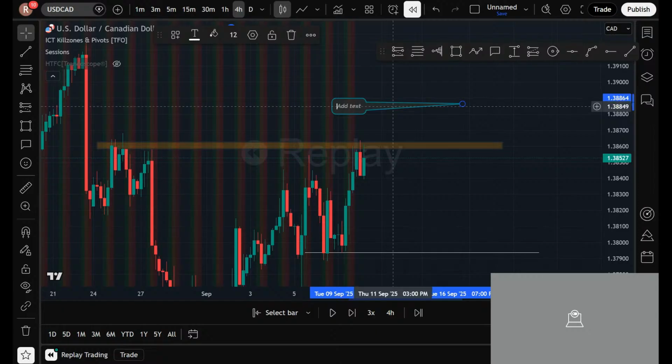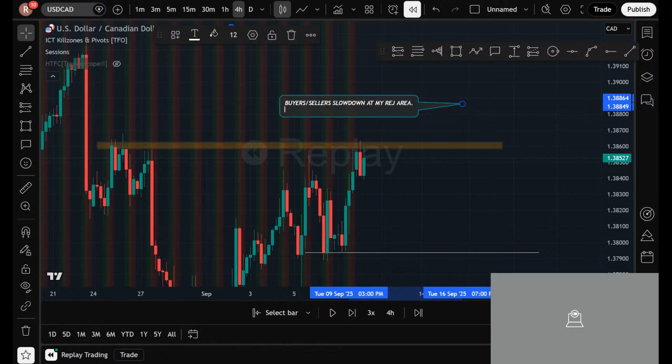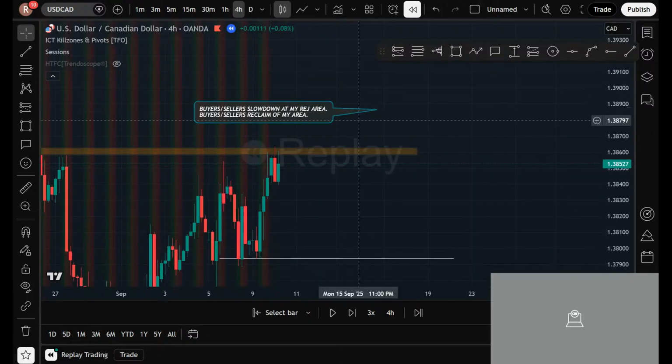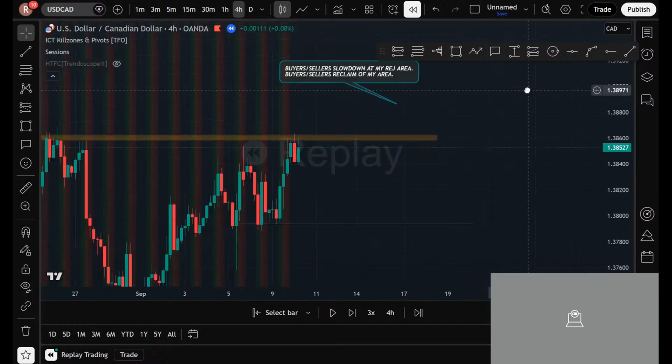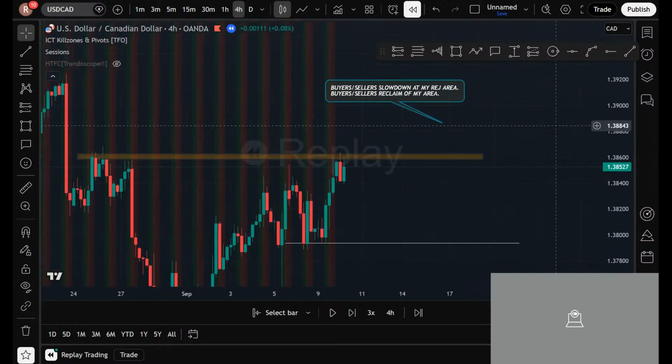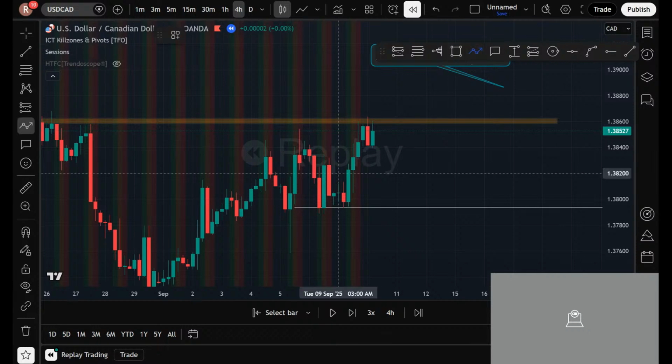So the first setup is buyers or sellers slow down at my rejection area. The second one is buyers or sellers reclaim the zone of my area. So first we identify the direction. Second we identify our setup, the zone setup, and entry and exit. That's all we need. So our bias is simple.